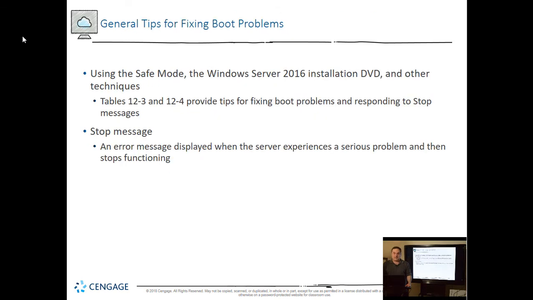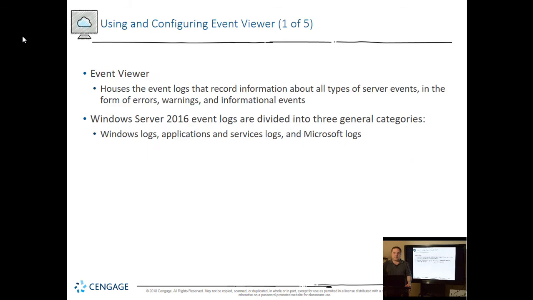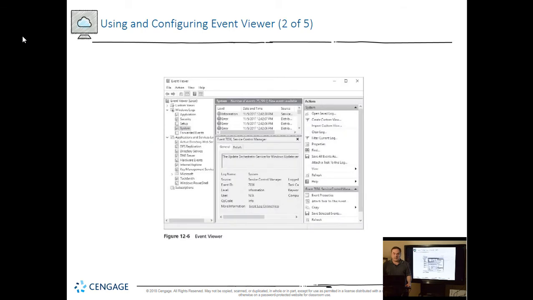Using safe mode, you can go into tables 12.3 and 12.4 in chapter 12, and you can see some of the different ways that you can fix some of these problems. If you are able to get into Windows, or at least get into the command prompt, you can look at the Event Viewer logs, and the Event Viewer will sometimes tell you some of the problems that you have. Windows logs, application and service logs, and Microsoft logs. Those are the three general categories.